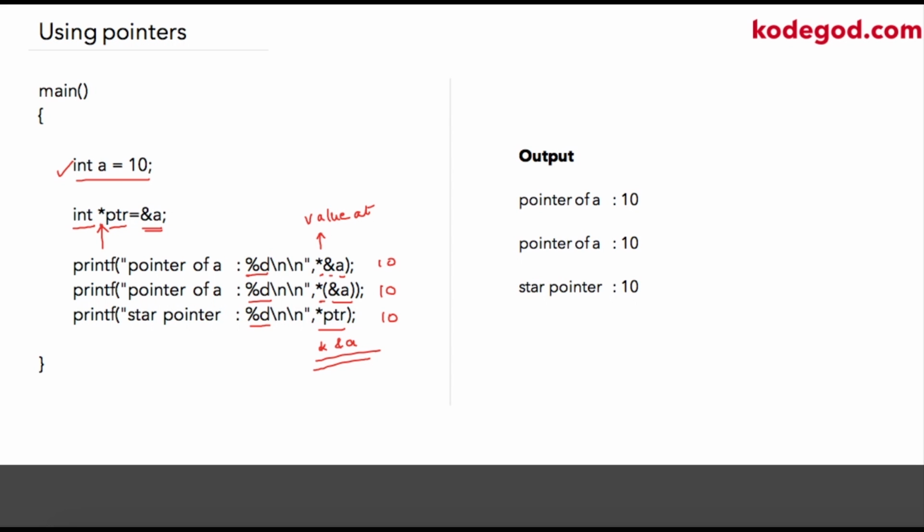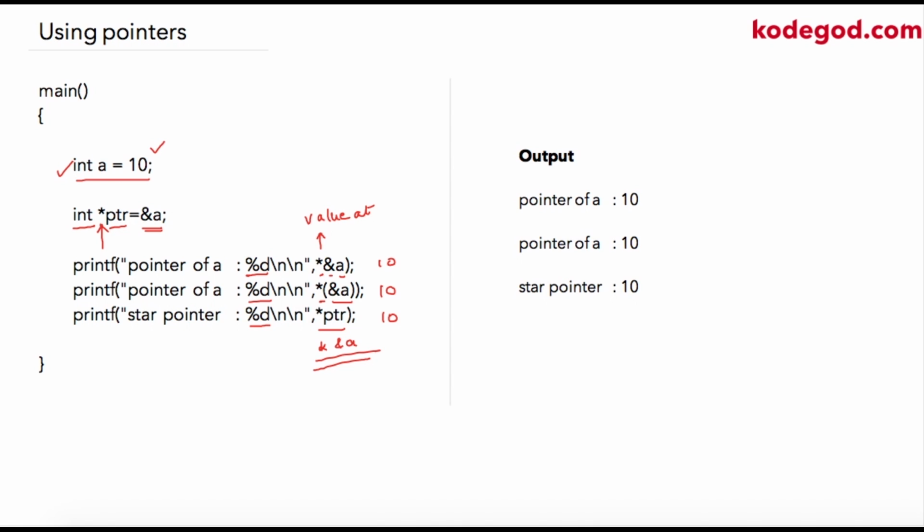Okay, so this will make your understanding of pointers clearer. 10 is the value which is stored at a. However, using its pointer, I'm still able to print that value. This is a very basic concept of pointers.